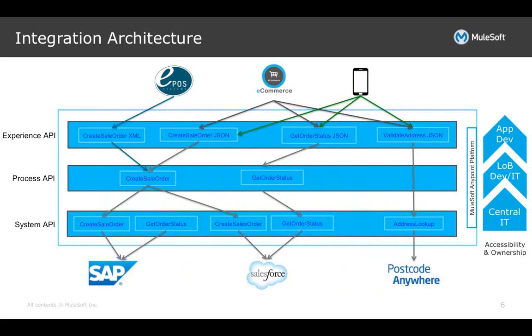So this is the integration architecture that we are proposing for ABC Enterprise. If you see in the bottom, there is a system API layer, and this system API layer is basically an abstraction layer. So this kind of abstracts or unlocks your system of record as a reusable component that can be used by other APIs. Then you have a process API layer, which is actually responsible for orchestration. And then you have an experience API layer that's actually the service, the API that the consumers will consume.